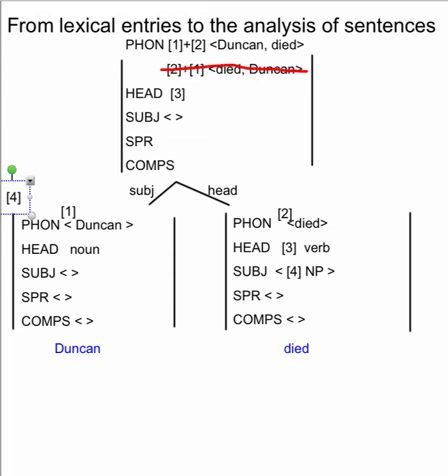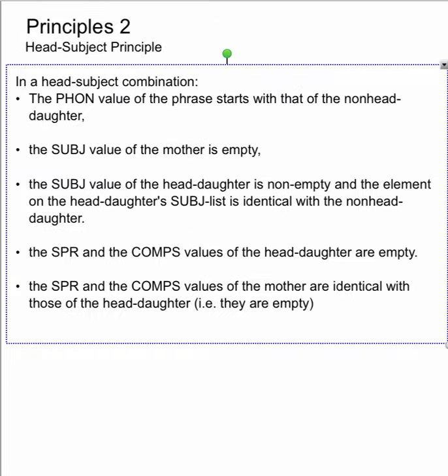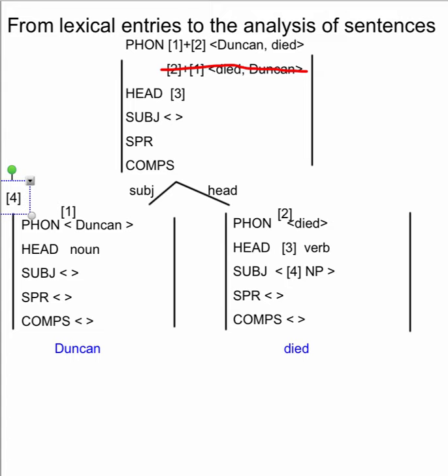When we look at the structure, we already see that the verb does not require any specifier or complement. Since the head of the phrase doesn't require any of those, the phrase shouldn't either. So this is expressed in the next 2 points of our constraint on head-subject combinations. First, in a head-subject combination, the specifier and the comps value of the head daughter must be empty. This is exactly what we have here.